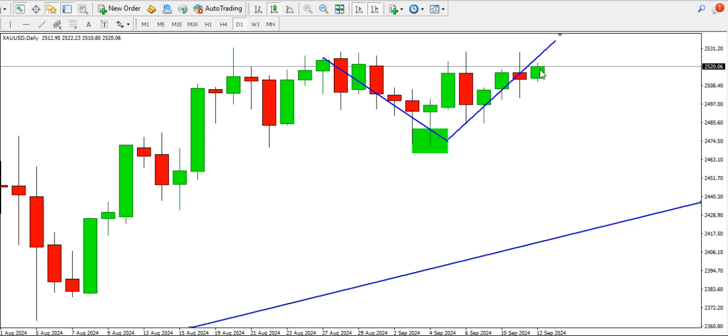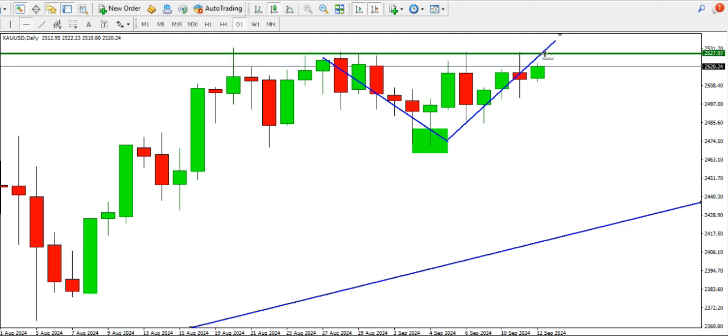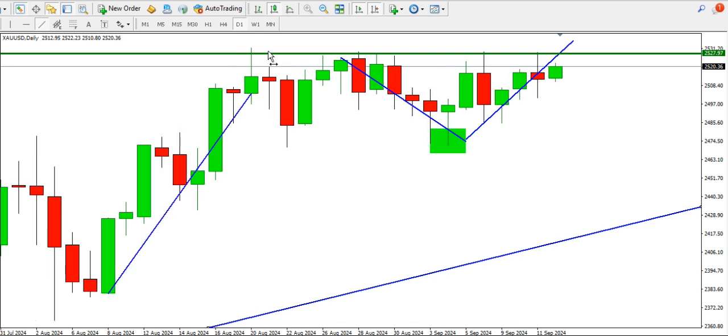Now buyers are still pushing price up, and price has been testing this particular resistance area for some time. We have a test here, another test here, another one. By the time we have a breakout, it might be massive. We might see price pushing as high as 2600.